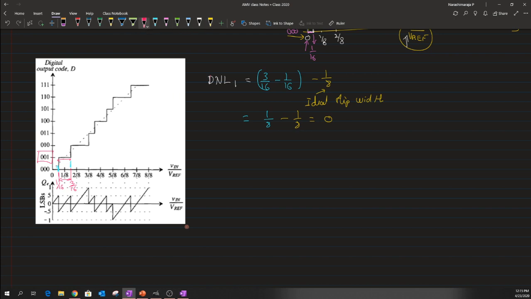Okay, so now the next one is to calculate the DNL of 2. In order to calculate the DNL of 2, I have to look for this value of 010, and in that I have to measure the width of this particular graph. So clearly you could see that the actual width is read by making a note of this value, which is 3 by 8 minus this 3 by 16. So that is my actual width minus the ideal width, which is always 1 by 8.